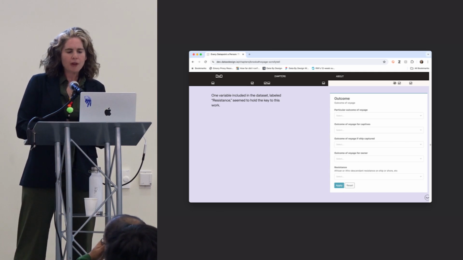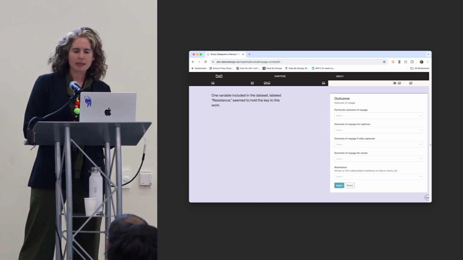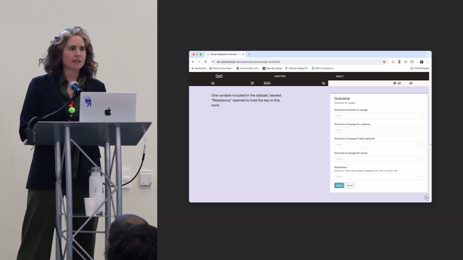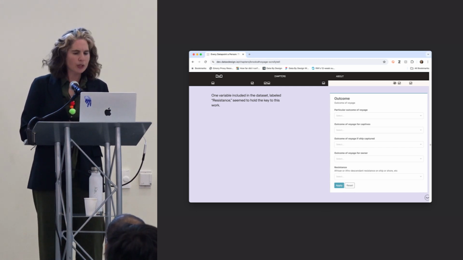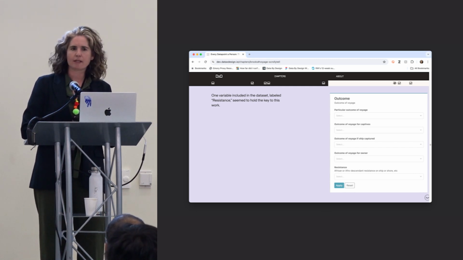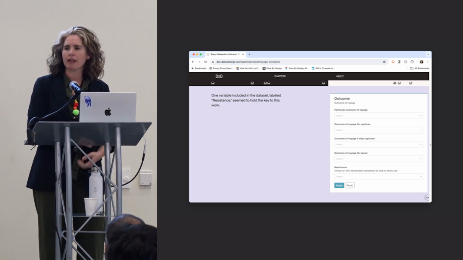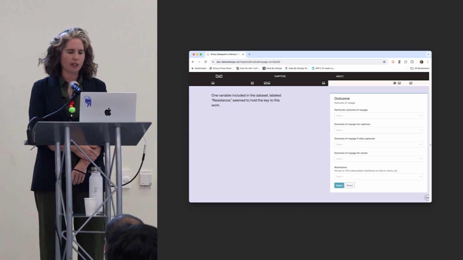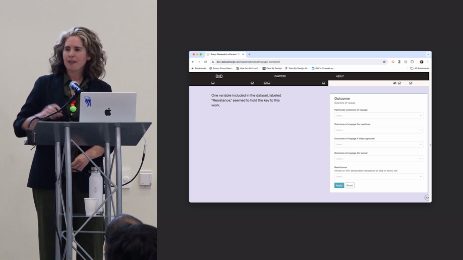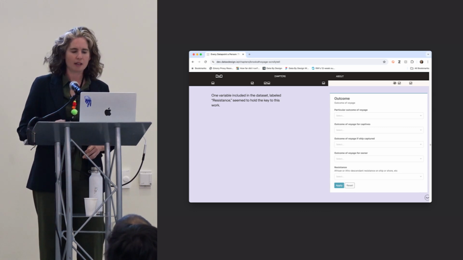So there was one variable that was included in the data set. It was labeled resistance, and we identified this as holding the key to this work. It contained 7 categories for indicating the form of resistance that took place on any particular trip. And we wondered if we could use the resistance variable to create a visualization that could almost turn the data set against itself.